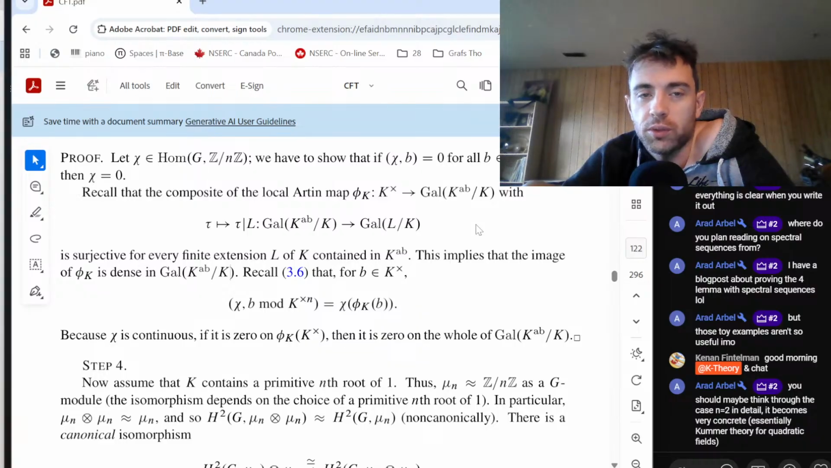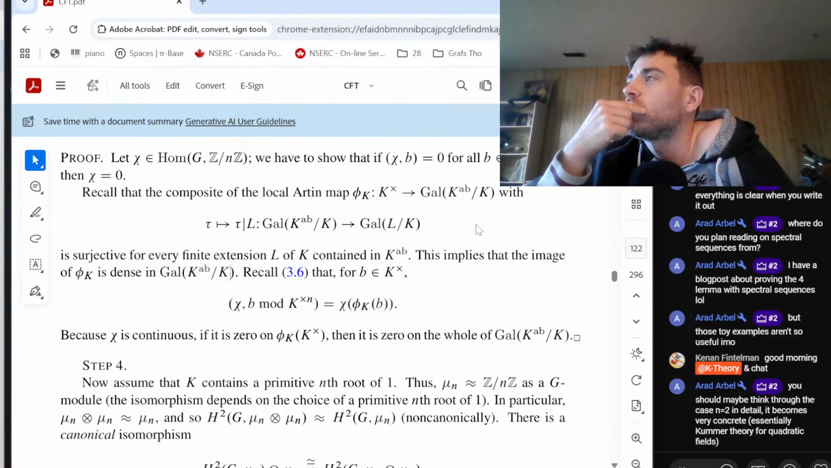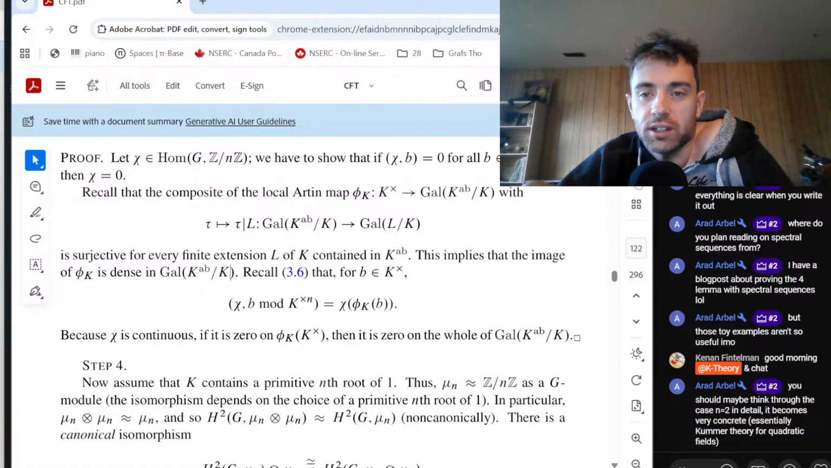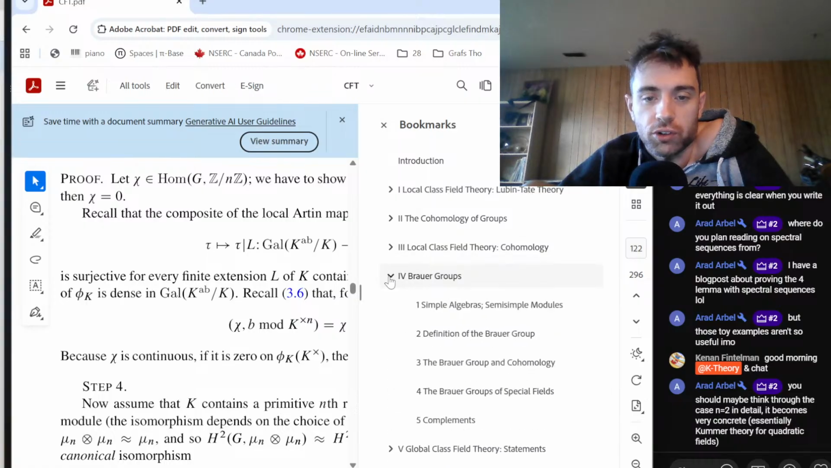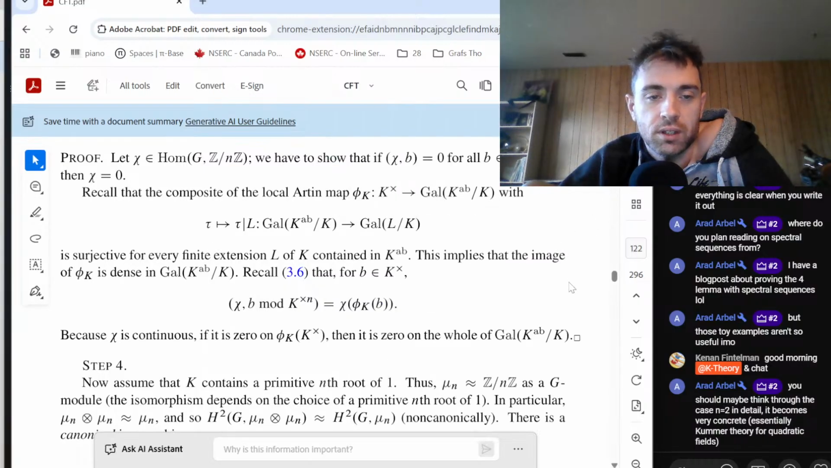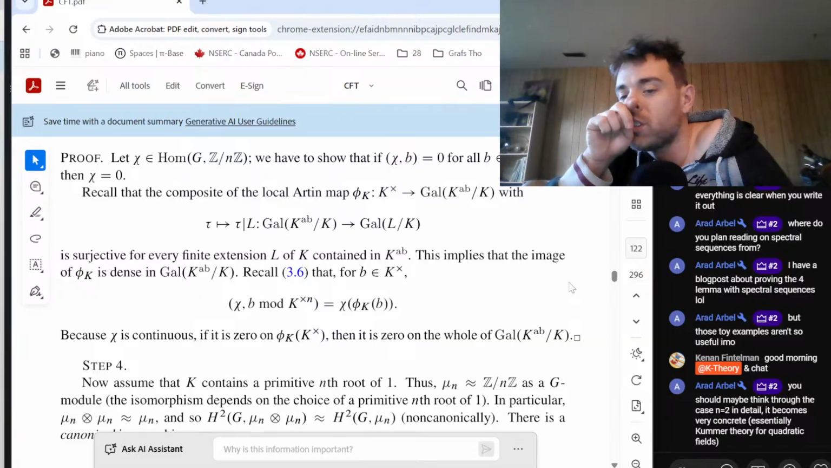What should we do next? Yeah, so spectral sequences is up soon. I'm still debating whether or not we spend some time reading Brauer groups first, because I feel like a lot of this doesn't depend on the other chapters so much, right? Other than cohomology. So I kind of want to go read some Brauer groups, but we'll see.